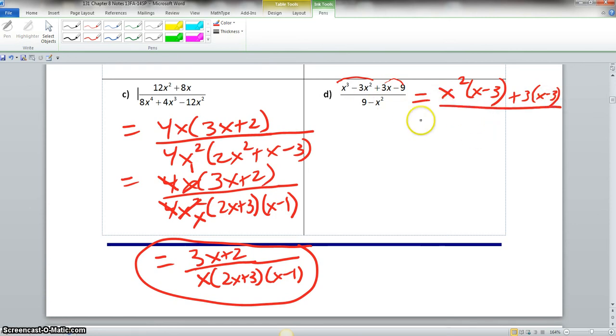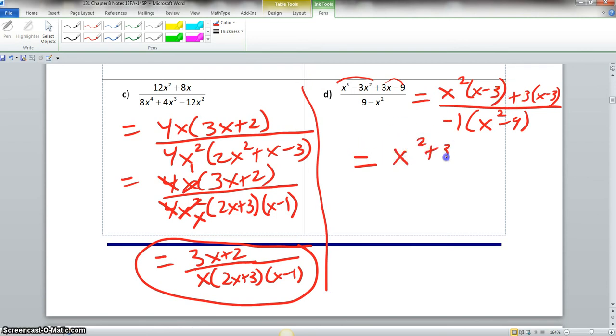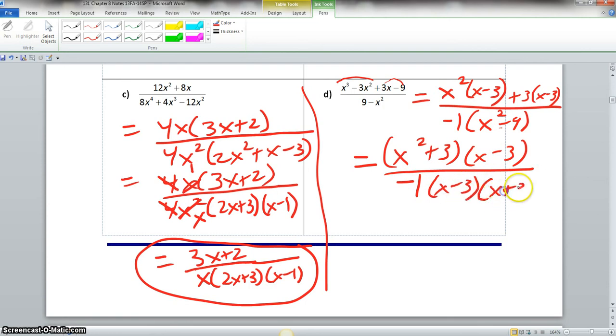All over, in our denominator, first we'll factor out a negative 1, and we will end up with x squared minus 9. So next, we will have x squared plus 3 and x minus 3 in our numerator. In our denominator, we'll have our negative 1, and this is the difference of 2 squares, so we have x minus 3 and x plus 3.